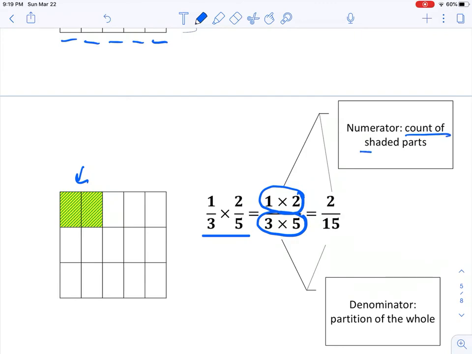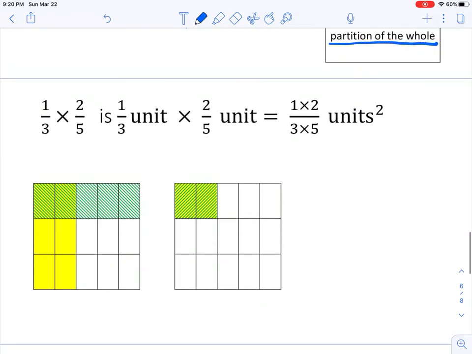So the numerator, recall, is the count of the shaded parts, which we can see in the 1 by 2 array, and the denominator is the partition of the whole, which we can see as the 3 by 5 array of rectangles that we've created. Now, some people like to think of their fraction multiplication not as 1/3 of 2/5 of a unit, but instead as a length times width area perspective here.